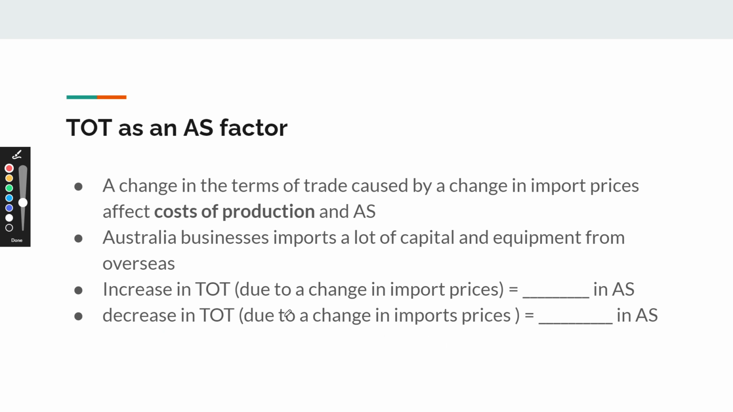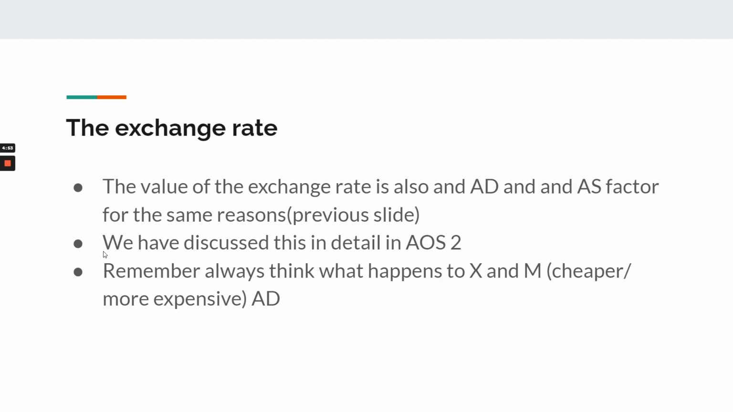On the AS side, it's because of the cost of production increase, and that will restrict our ability and willingness to produce. Okay, this next slide here is about exchange rates. We did a lot of work on exchange rates and their impact on the macroeconomic goals in the last outcome. So I'm not going to talk much about this. All I want to say is remember that it can be both an AD and an AS factor for the same reasons that I just looked at in the previous slide.